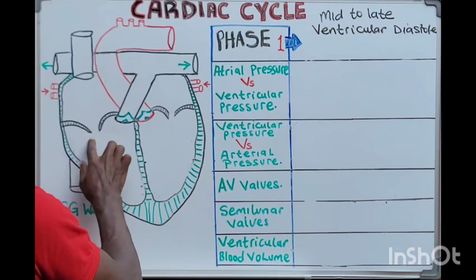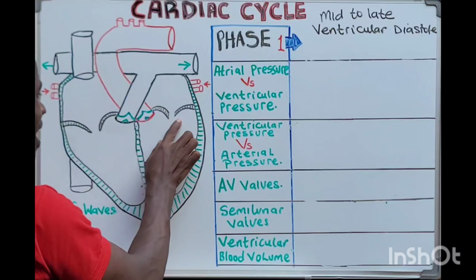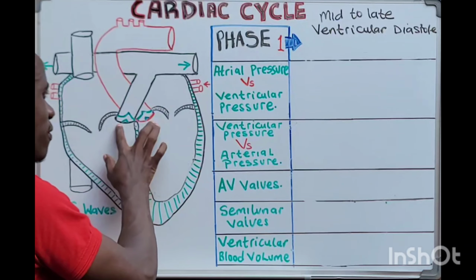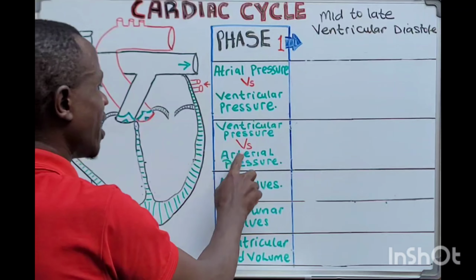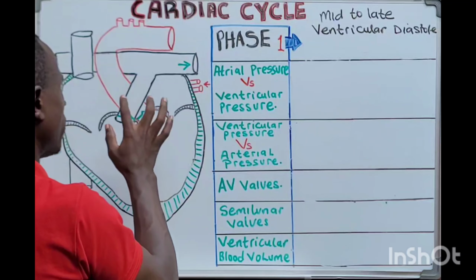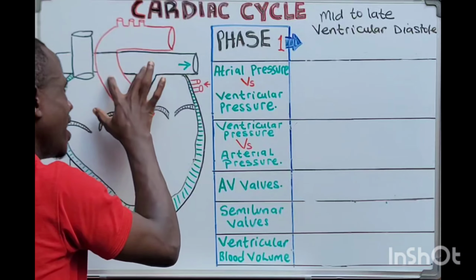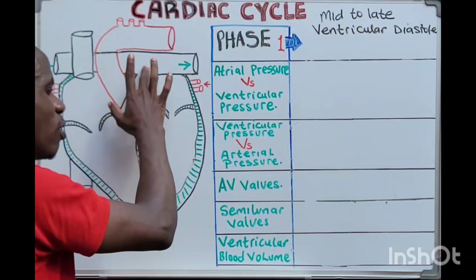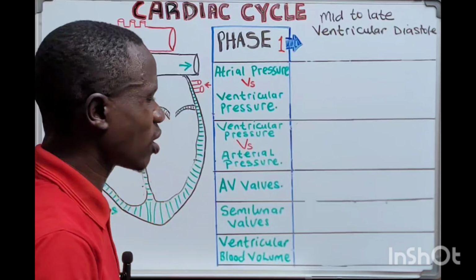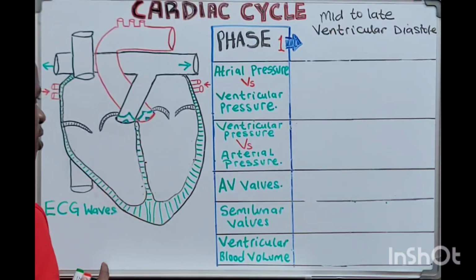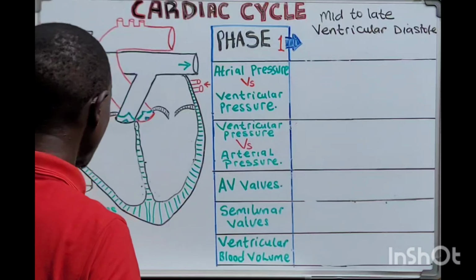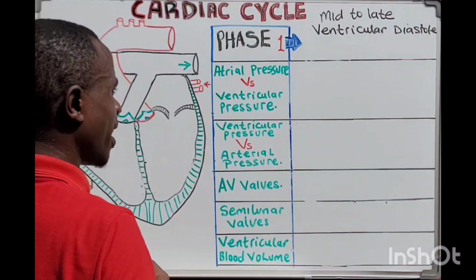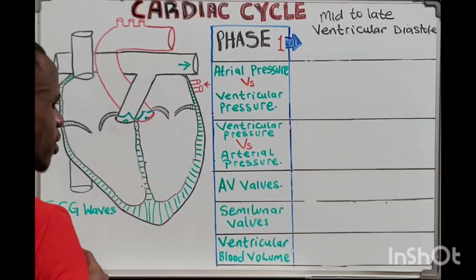So now, these are our AV valves, and these are the aortic semilunar valve and the pulmonary semilunar valve. When I talk of arterial pressure, I'm mainly focusing on the pressure generated whenever blood enters the pulmonary circulation, or when it enters the aorta. We shall compare it with the ventricular pressures. Now, during this phase we are calling the mid to late ventricular diastole, something very important is going to be happening.